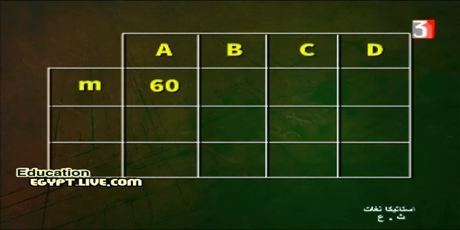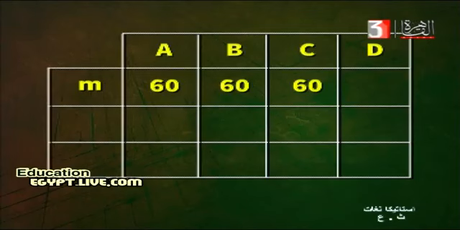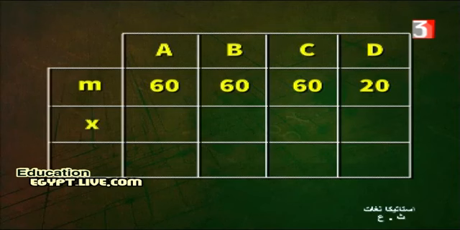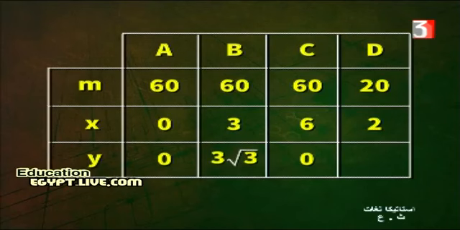Then form the table. At A, at B, at C, at D. Mass at A 60 gram, B 60, C 60, D equals 20 grams. The X coordinates 0, 6, 3, 2. Y coordinates 0, 0, 3 root 3, 0.